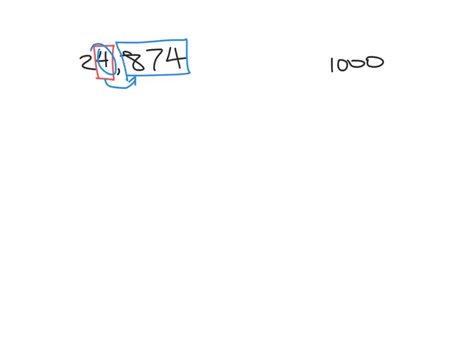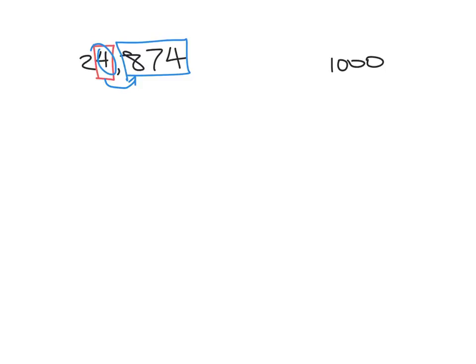So let's say that we are interested in rounding a number such as 24,874, and we want to round it to the nearest thousand. So what we do, we circle the digit in the thousands place because that's what we're rounding. Then we look at the number to the right of it and ask, is that number 5 or greater? If it is 5 or greater, this jumps up 1. If it's not 5 or greater, then it stays the same. But everything else, regardless of what we do, changes to zeros.